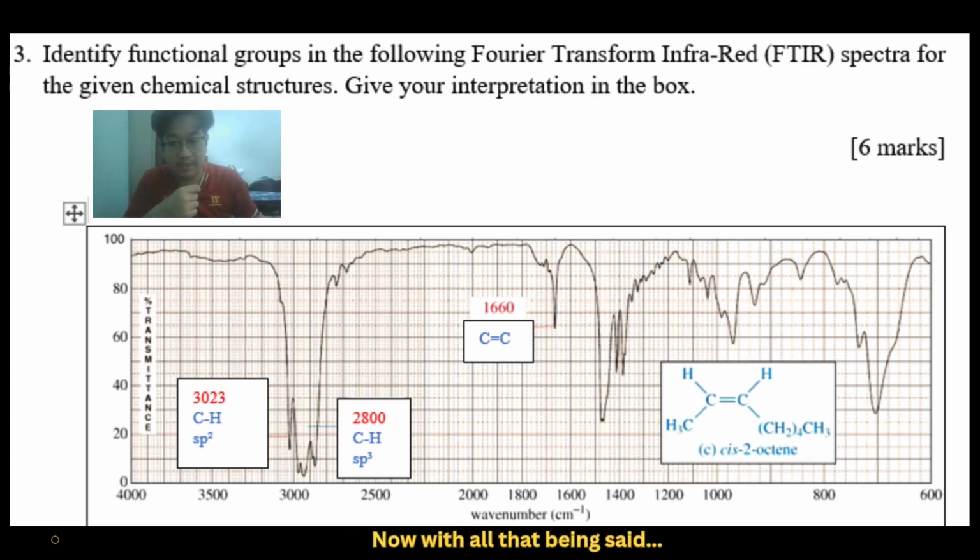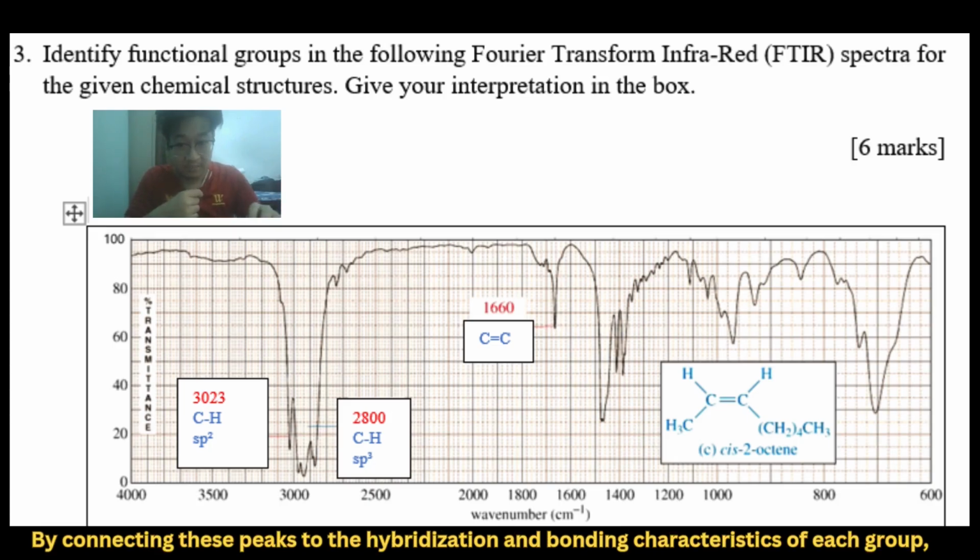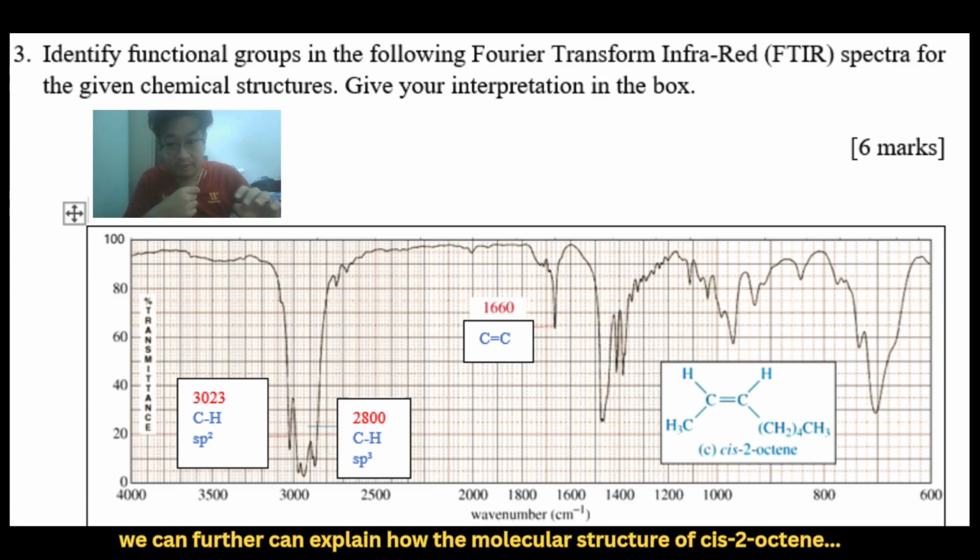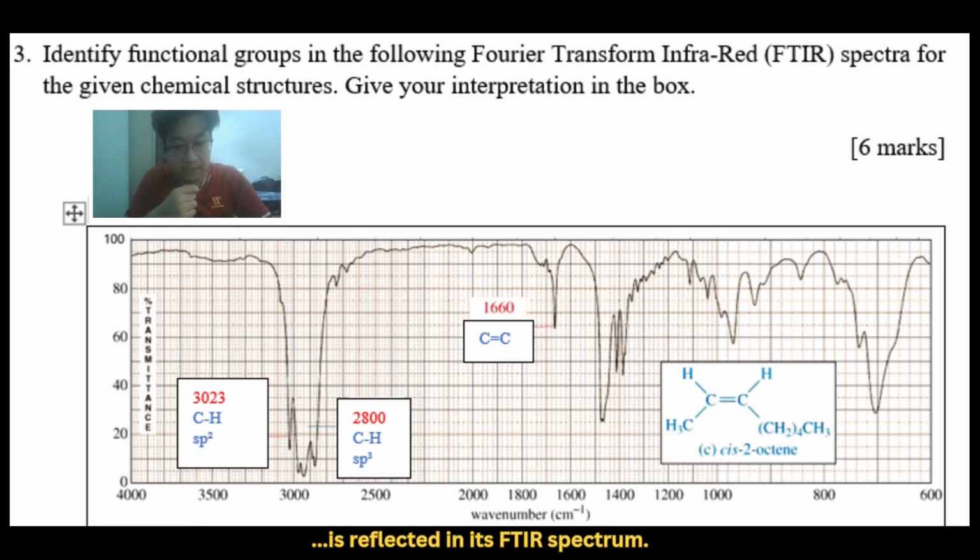With that all being said, by connecting these peaks to the hybridization and bonding characteristics of each group, we can further explain how the molecular structure of cis-2-octene is reflected in the FTIR spectrum. And that's all for this part.